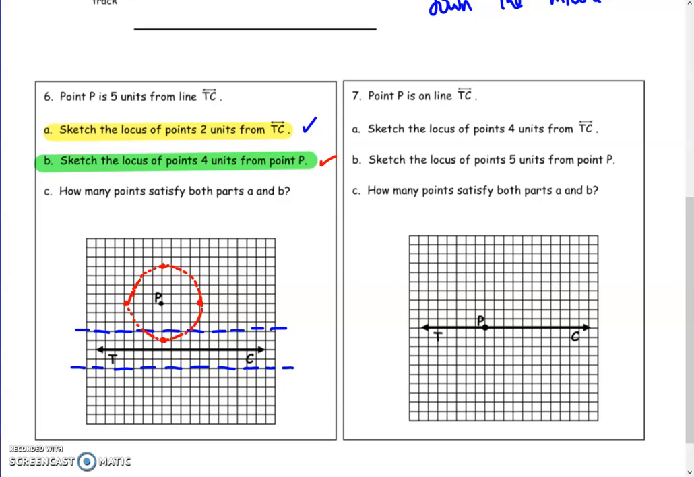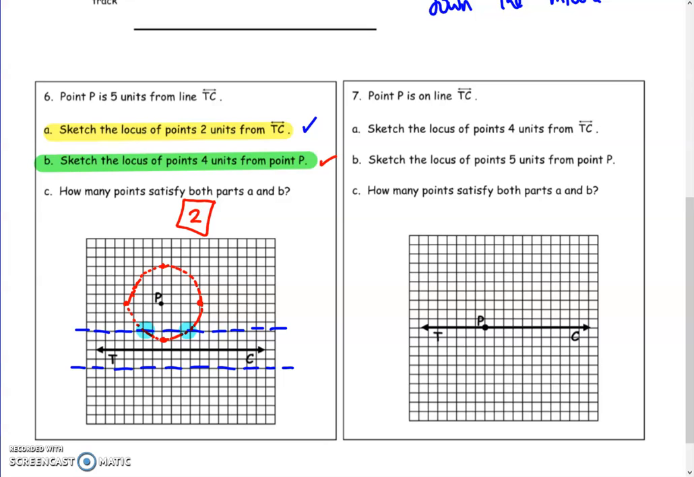And then there will be a follow-up that says how many points satisfy both parts A and B. So here what you're looking for is where do these two cross? 1, 2. They cross at 2 points.